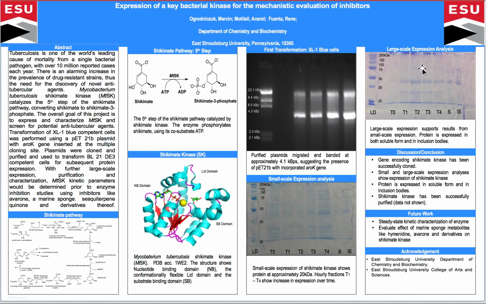Altogether, we have successfully cloned the plasmid of interest, and our data shows that our protein is being expressed in both soluble and insoluble forms. We've also been able to purify shikimate kinase using nickel affinity chromatography. Our future studies will include the steady-state kinetic characterization of shikimate kinase and evaluating the effects of marine sponge metabolites like hymenialdisine and derivatives of aaptamine to determine their mode of inhibition and suitability for subsequent evaluations in the drug discovery and development pipeline.